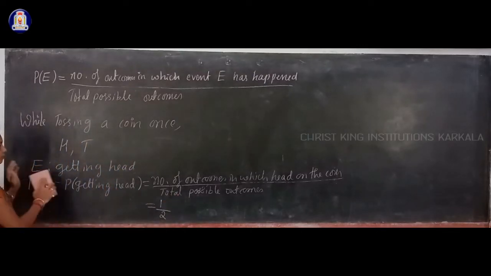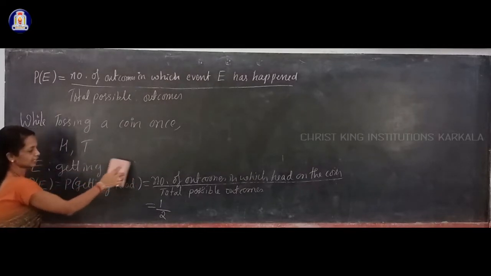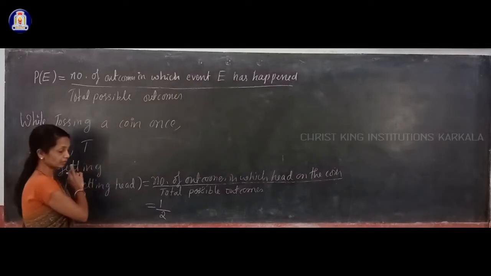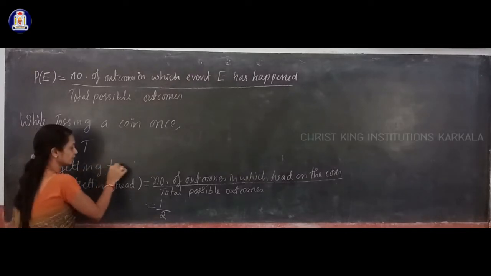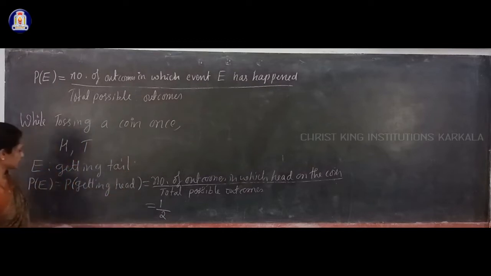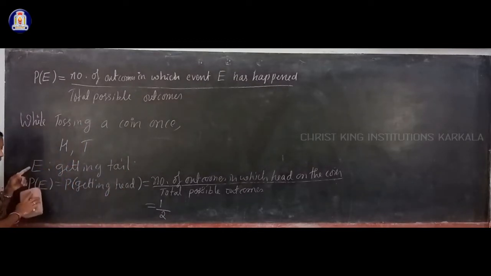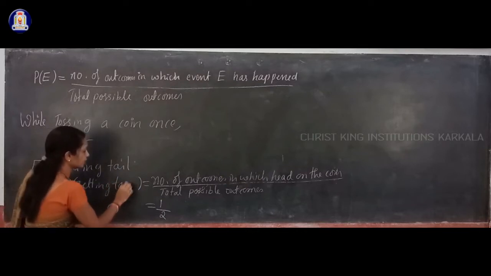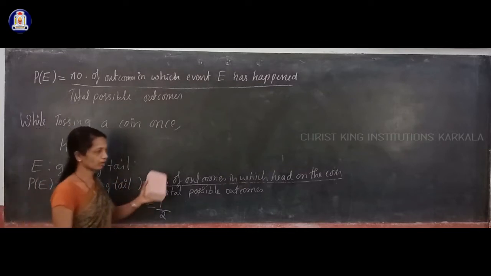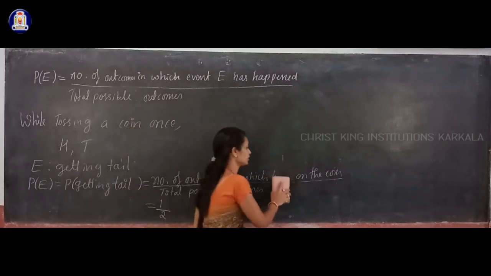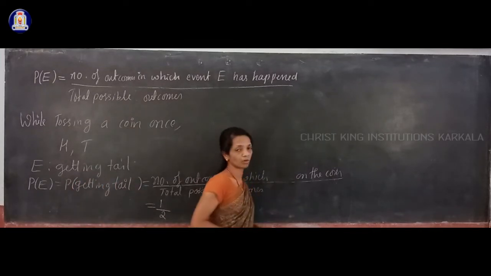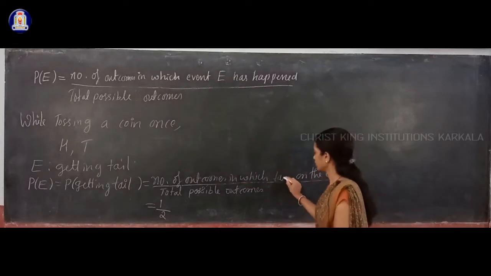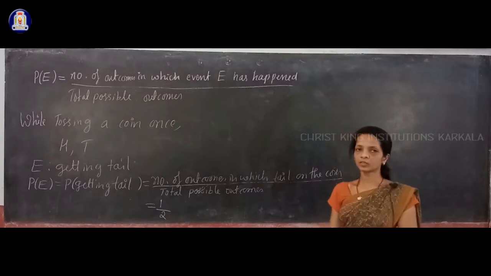And same type, if they ask the probability of getting tail, then you have to take event E as getting a tail. So then what is the probability of E? Probability of getting a tail. Same type, probability of getting tail is equal to number of outcomes in which event E has happened. What is event E now? Getting tail. Okay, number of outcomes in which tail on the coin, dividing by total possible outcomes.